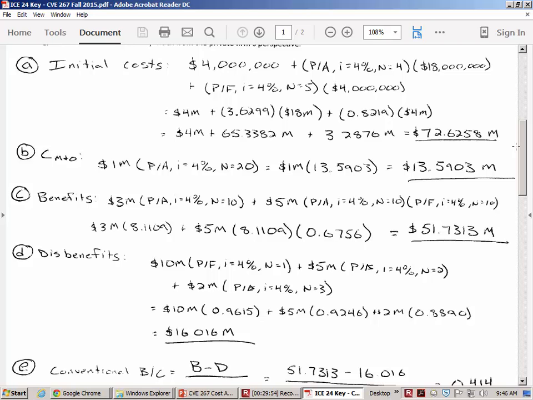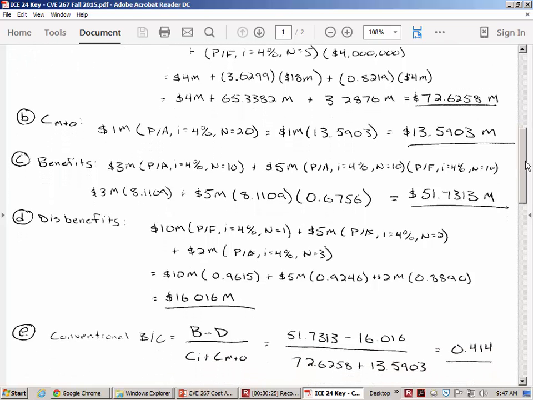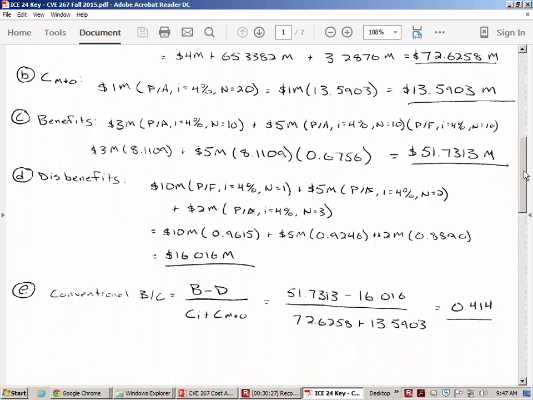So the initial costs or the construction costs, even though they're not all in year 0, we move them to year 0 and find it's $72.6 million. One thing I'll point out is N is different for this P to F factor than it was for the annual series. N was 4 for the annual series, but it's 5 for that last $4 million that we have to take to the present. That's one mistake I saw a few people making last class in the earlier section. So $13.59 million for maintenance operation, benefits, $51.7 million for those.